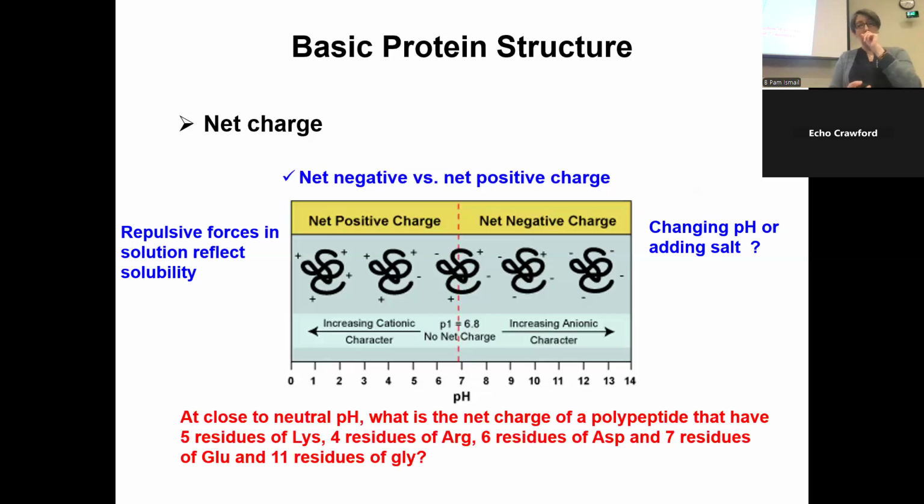Okay, let's see how much you remember your amino acids. If you have a peptide that has 5 residues of lysine, 4 residues of arginine, 6 residues of aspartic acid, and 7 residues of glutamic acid, and 11 residues of glycine, what would be the net charge at neutral pH of that peptide? It's not a real protein. I just made it up, a peptide.